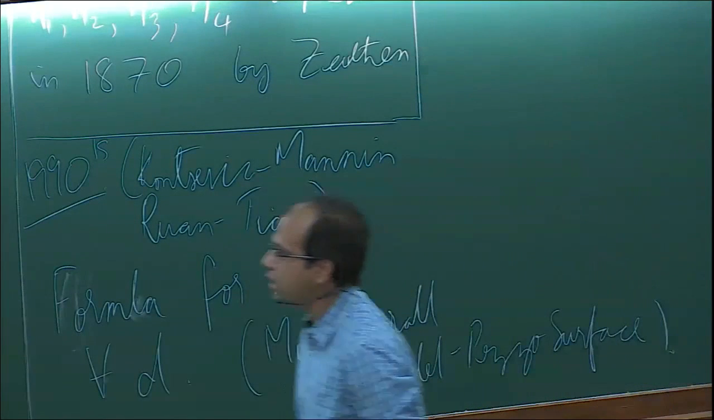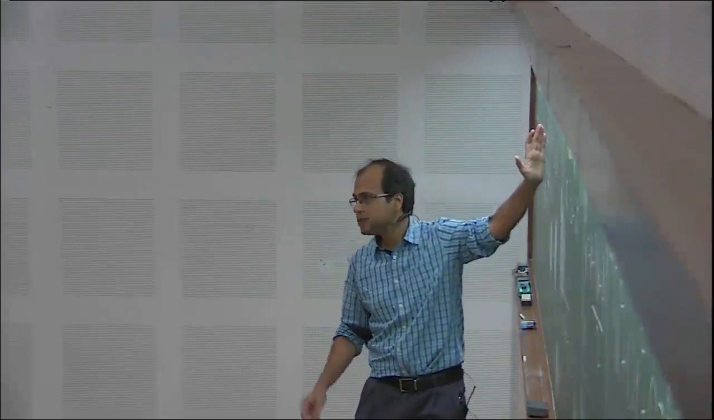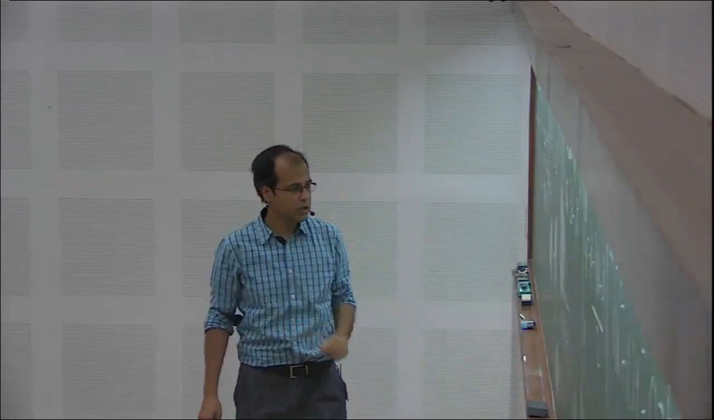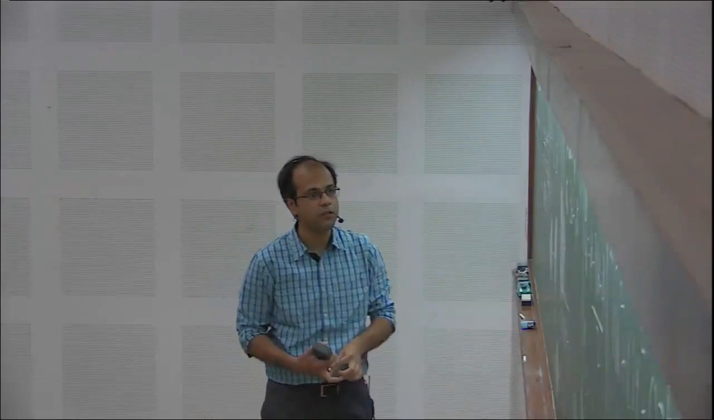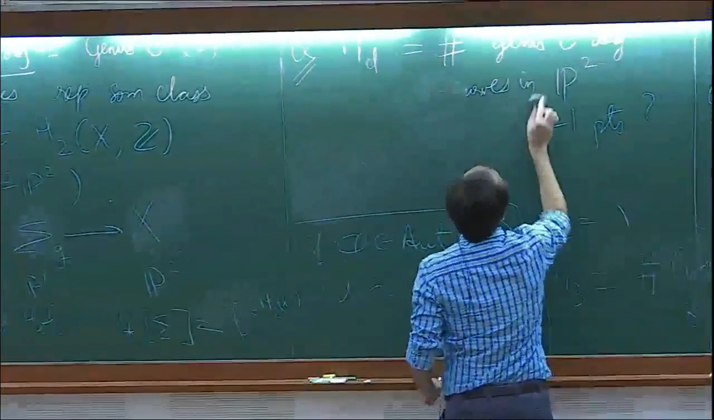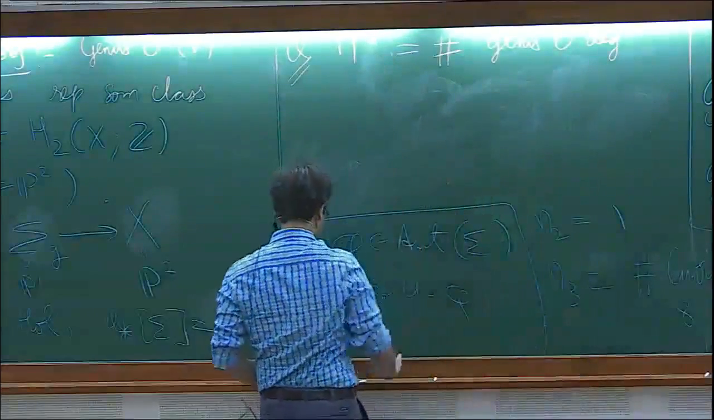So let me now explain. Right now the discussion was for P2. So what would be the more general version of this? In general, I'm going to look at enumerative geometry of curves on some target space X, not necessarily P2. So what is the more general question? The more general question is the following. Fix a homology class.